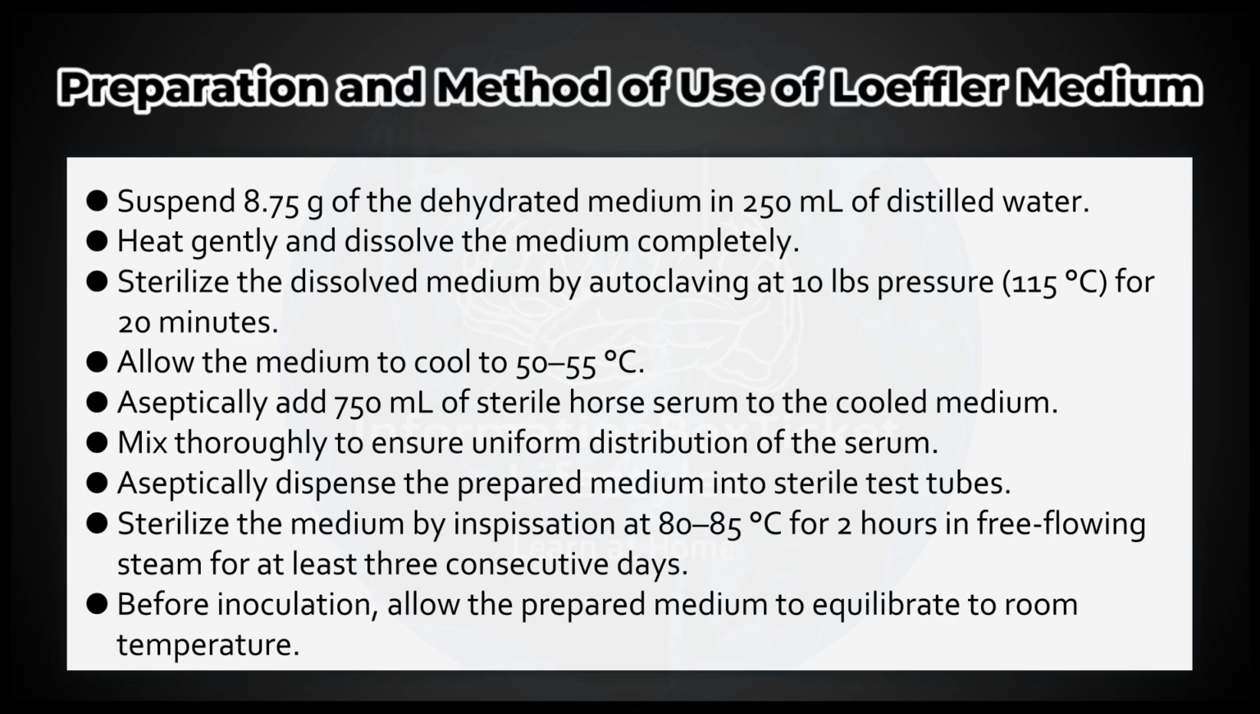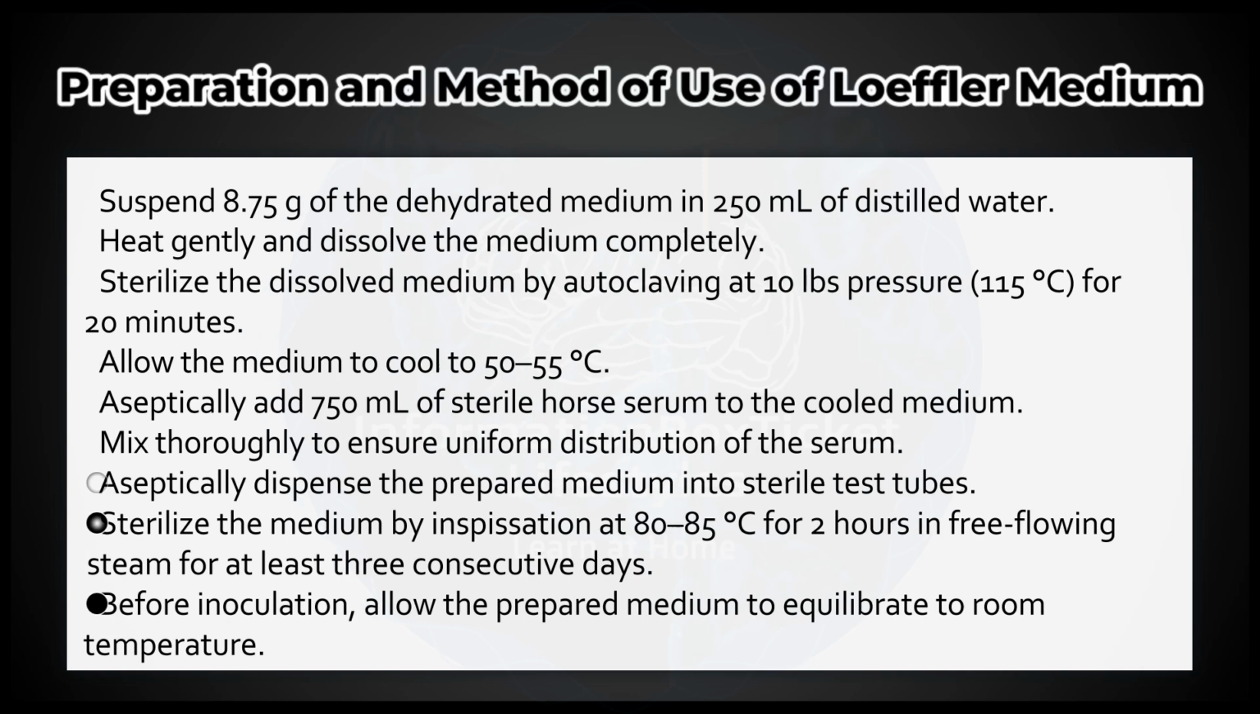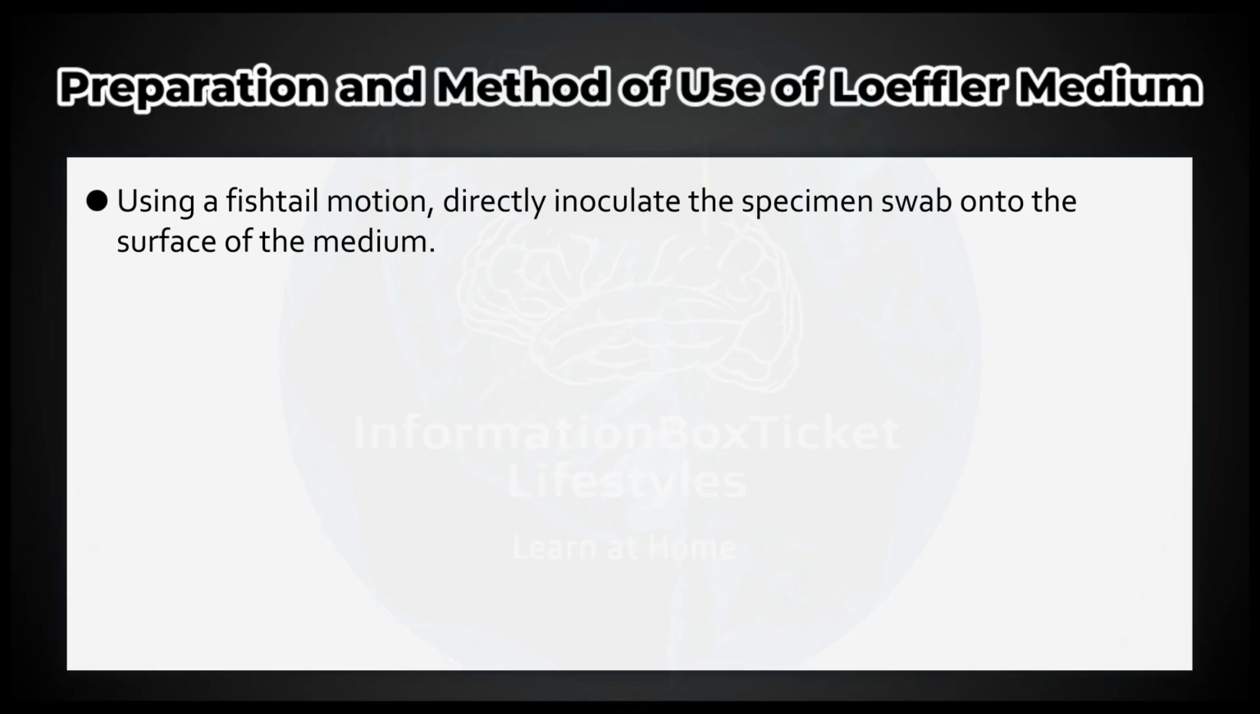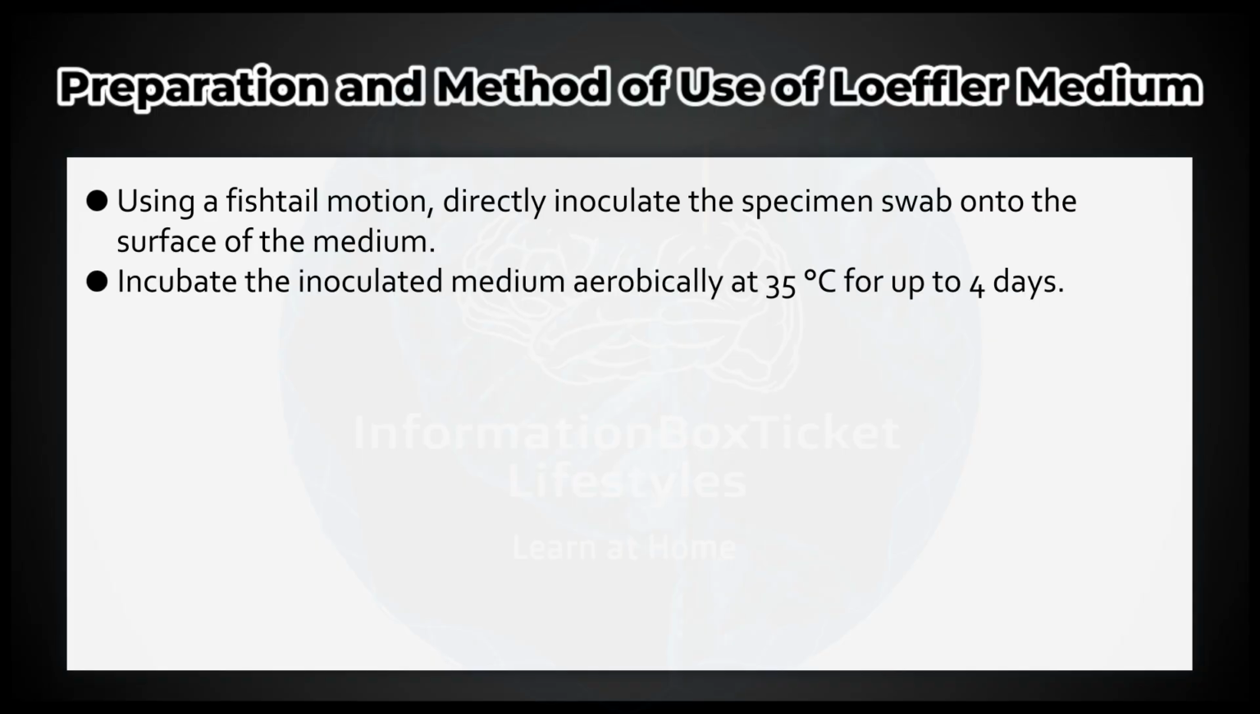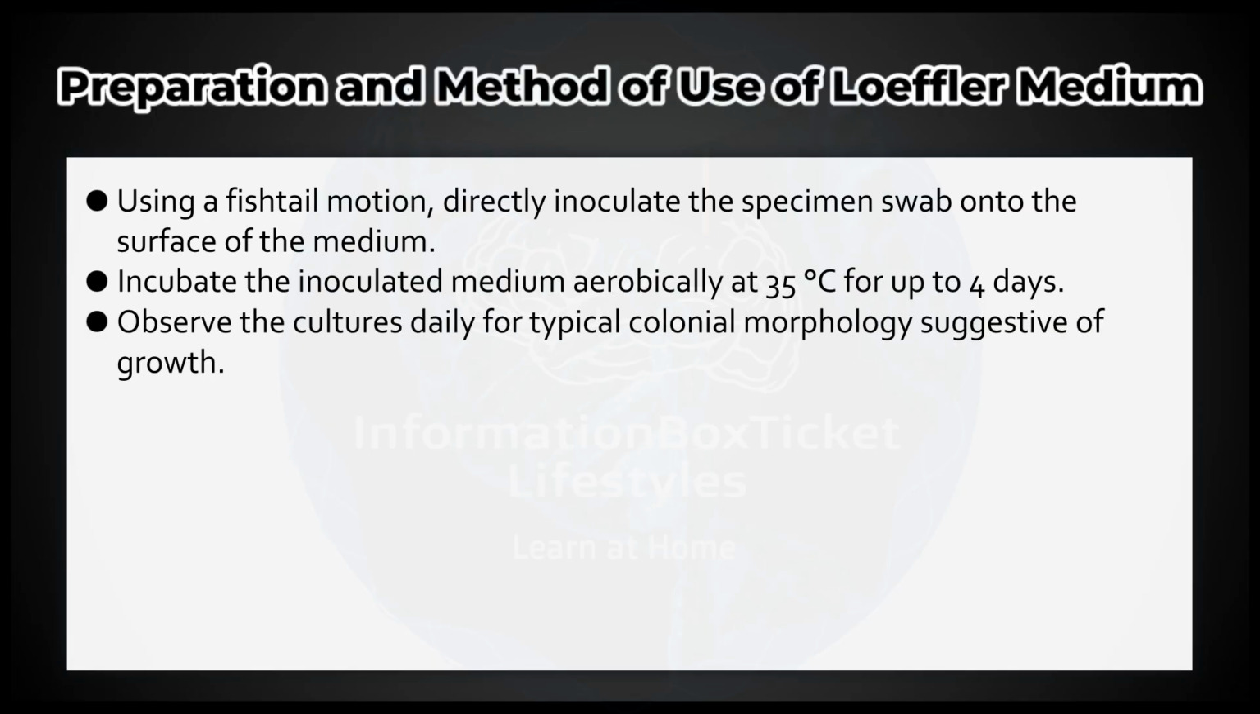Before inoculation, allow the prepared medium to equilibrate to room temperature. Using a fishtail motion, directly inoculate the specimen swab onto the surface of the medium. Incubate the inoculated medium aerobically at 35 degrees Celsius for up to 4 days. Observe the cultures daily for typical colonial morphology suggestive of growth.